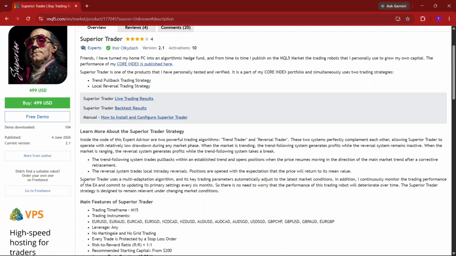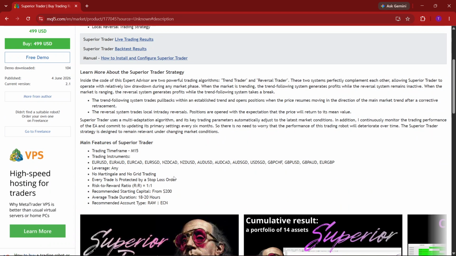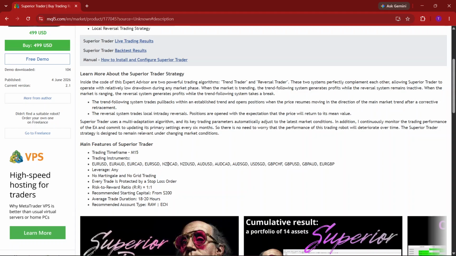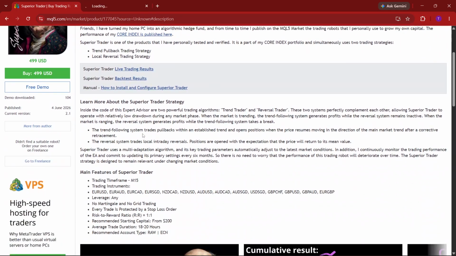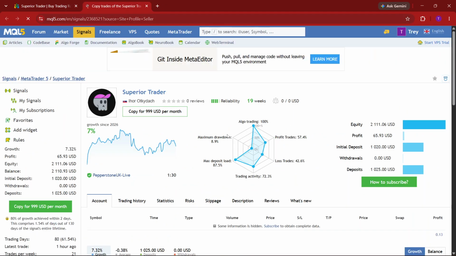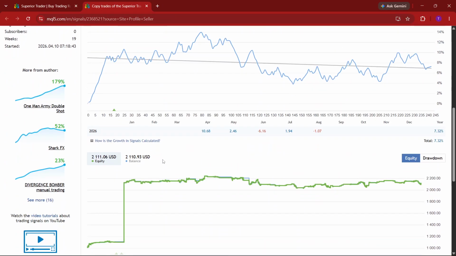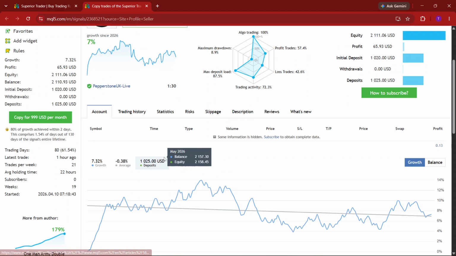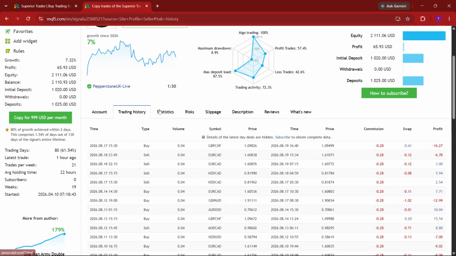Average trade is listed around 18 to 20 hours. And the live signal that is linked, you can see here, shows roughly 22 hours average hold time, which lines up. As we can see on the chart.